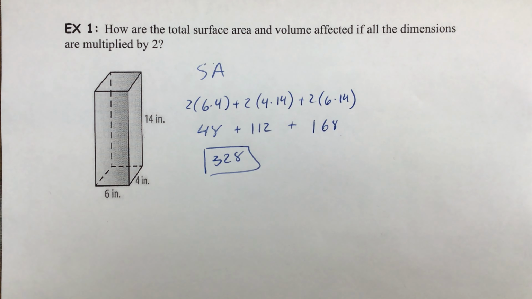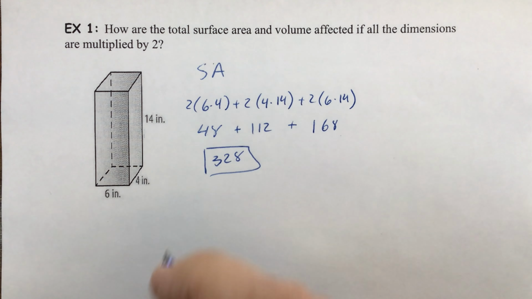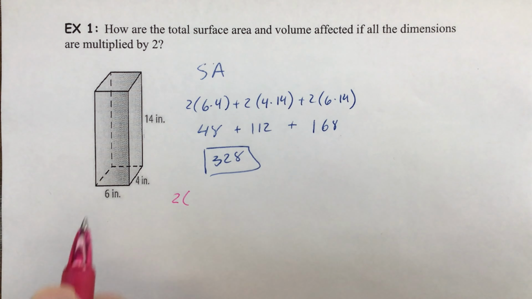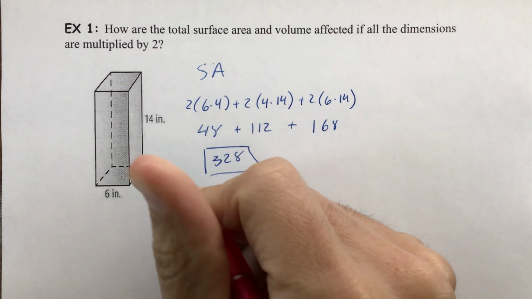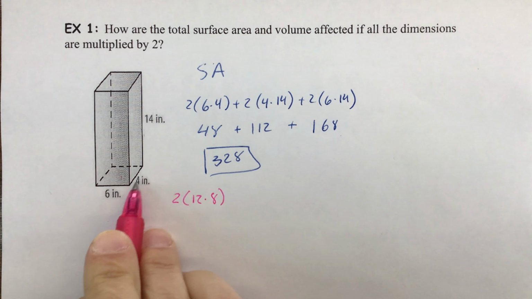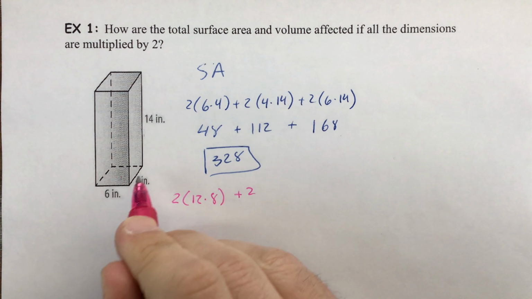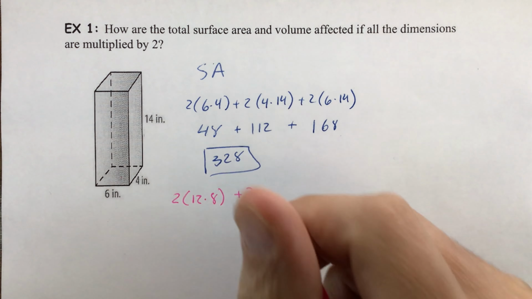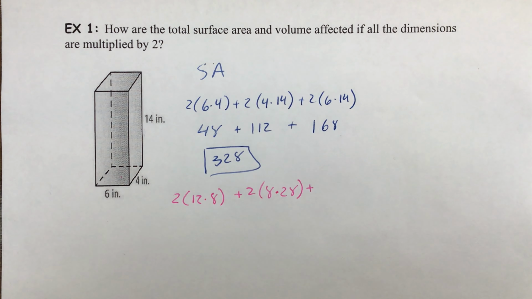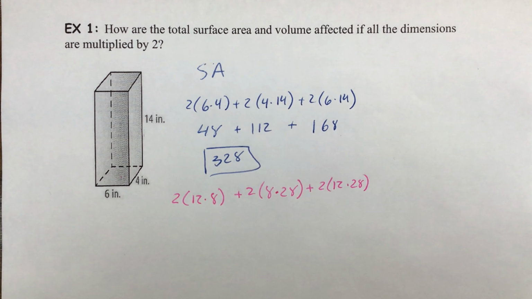All right, so if we do change all the dimensions by a factor of 2, that'll give us a 12, an 8, and a 28. Okay, so changing things up here, we're still going to have 2 for the bottom and the top, but it's going to be 12 by 8. We're doubling those dimensions there. For the left and the right, it's going to be an 8 by 28. And for the front and the back, it's going to be 12 by 28.